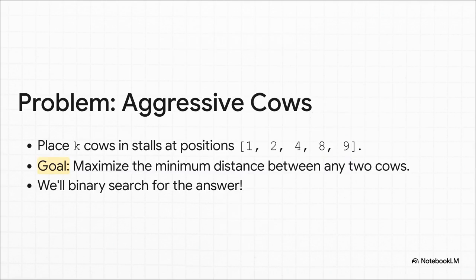It's called aggressive cows. Don't worry about the name. The goal is simple. You have some cows and some stalls, and you want to place the cows in the stalls so that the minimum distance between any two of them is as big as it can be. See? We're not looking for an index anymore. We're looking for an answer, the best possible distance. So how on earth do we binary search for that?